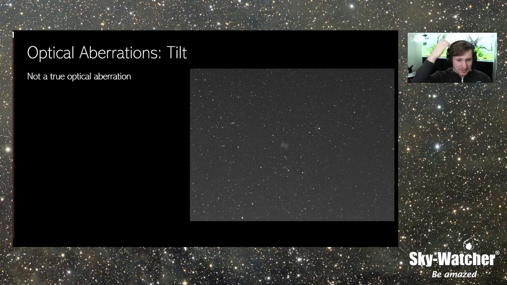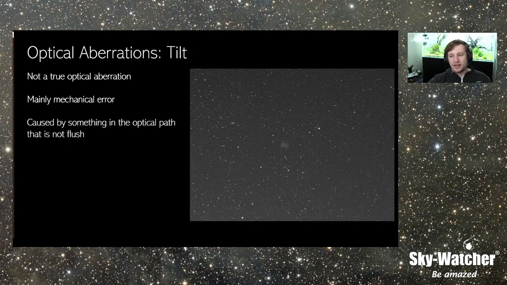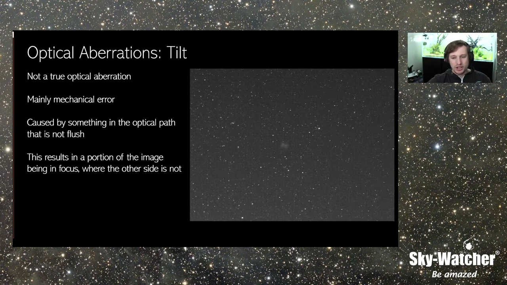Now, this is not a true optical issue. It's actually a mechanical issue, but I didn't want to get too far into the weeds here. This is caused by something in the optical path not being flush or parallel, to keep everything uniform and straight. This is where a portion of the image is in focus, and then another portion, you'll start to see the stars blur, especially as it transitions across the screen or the image there.